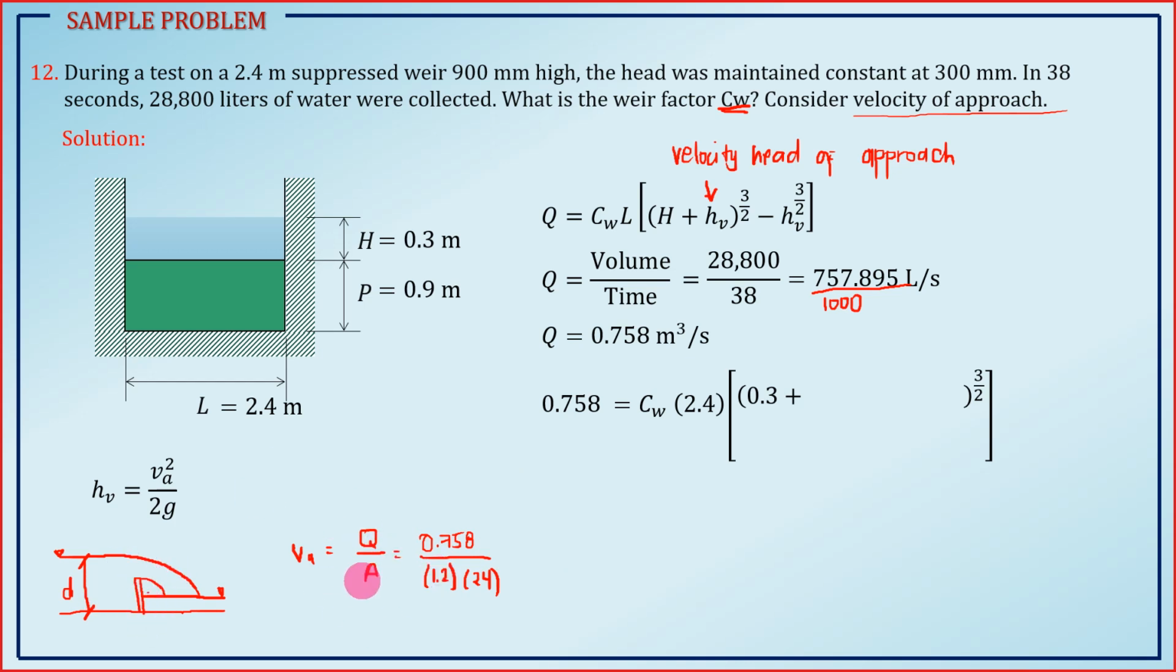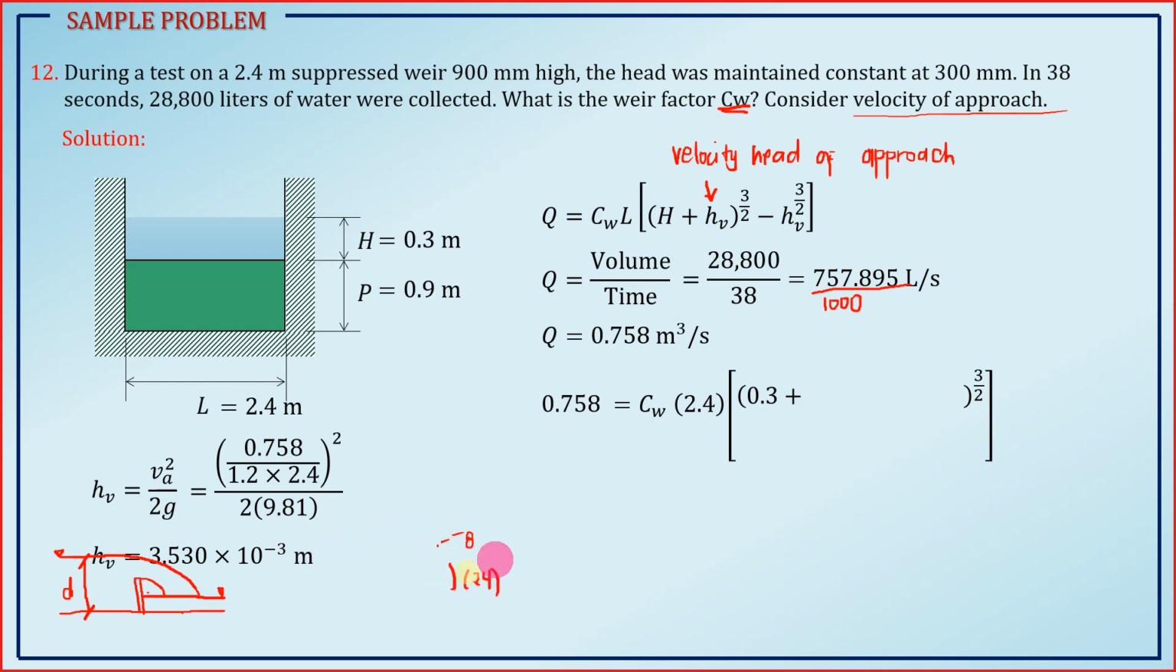So, let's substitute this value of the velocity of approach in our equation for the velocity head of approach. So, we have 0.758 divided by 1.2 times 2.4, squared, divided by 2g. G is 9.81. Simplifying for the velocity head of approach, we have 3.530 times 10 raised to negative 3 meters, because that is a head. 3.530 times 10 raised to negative 3 meters.